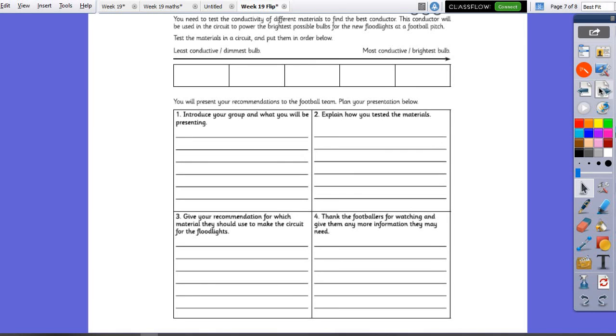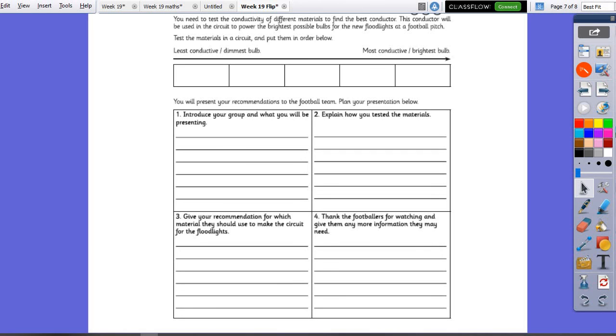You need to test the conductivity of different materials to find the best conductor. This conductor will be used in the circuit to power the brightest possible bulbs with new floodlights at the football pitch. Test the different materials in the circuit and then put them in an order below. So what's the lowest conductive and the most conductive? Dimmest bulb, brightest bulb.